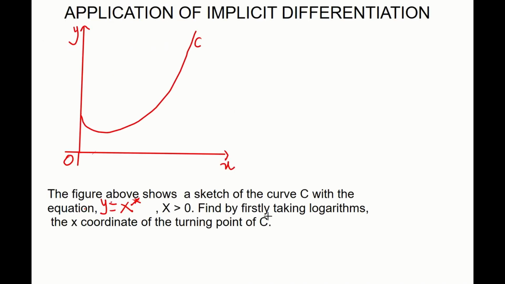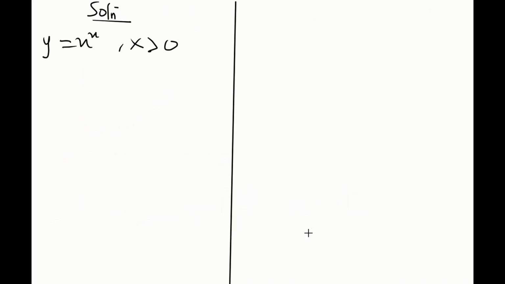Alright, so let's first give a solution. From the question, the equation is y equals x to the power x, where definitely x is greater than 0. Now that we know x is greater than 0, we've been asked to take the logarithm of both sides. So we take log of both sides, and let's represent that with ln. So here will be ln y equals ln x to the power x.